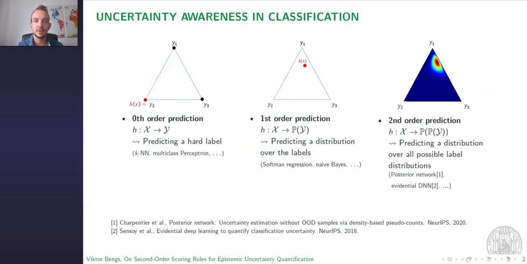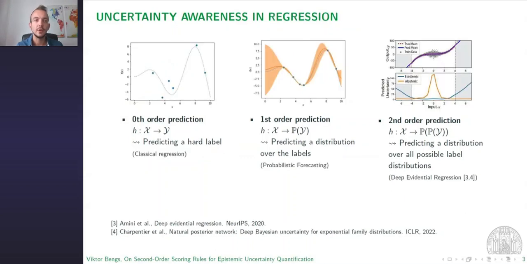For the next order, one increases in some sense the expressiveness of the predictions, which means that now the learner can even predict a distribution over all possible label distributions. In this way, uncertainty about the underlying conditional label distribution can be taken into account. And it is worth noting that these three types of uncertainty awareness in the predictions are not only considered in classification tasks, but also in regression tasks.